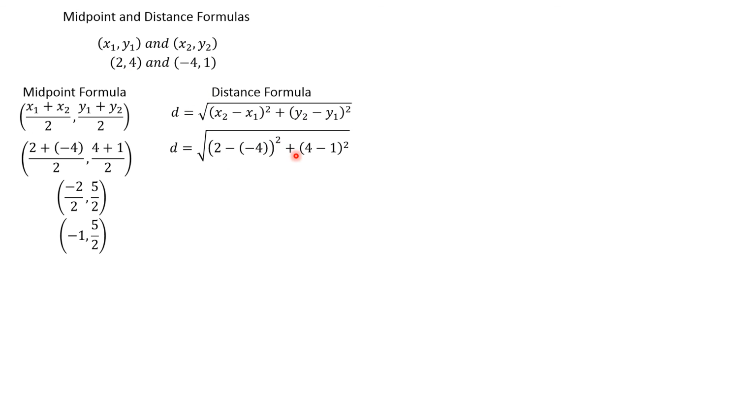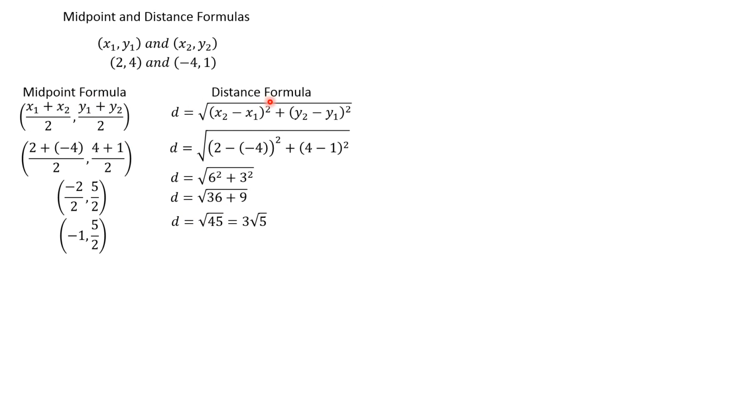Anyway, let's plug in our points. 2 minus negative 4 squared plus 4 minus 1 squared. 2 minus negative 4, well, that's a plus 4, so that'll be 6 squared plus 3 squared. 6 squared is 36, 3 squared is 9. Add them together to get square root of 45, which does simplify to 3 root 5. But with a lot of what we're going to be doing in this chapter, leaving it as square root of 45 isn't going to be bad, because the first step we're going to do is square it, and you'd have 45. Yes, you can simplify it, but not essential.